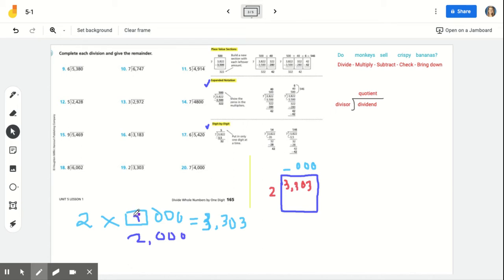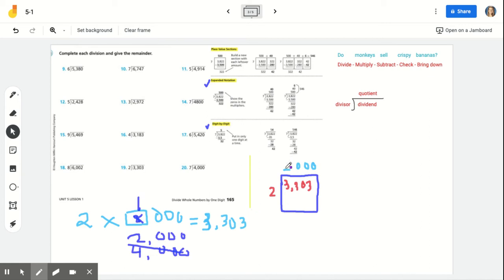What about 2 times 2,000? 2 times 2,000 is what? 4,000. That's too much. We're looking for something that's, again, less than 3,303. If I put 4,000 here, I wouldn't be able to subtract 3,303 minus 4,000. So 2 is not going to work. I'm going to cross that out. I'm going to cross out that 4,000.